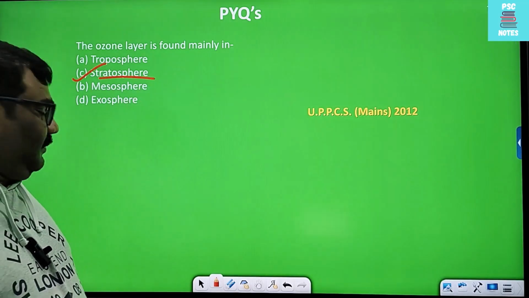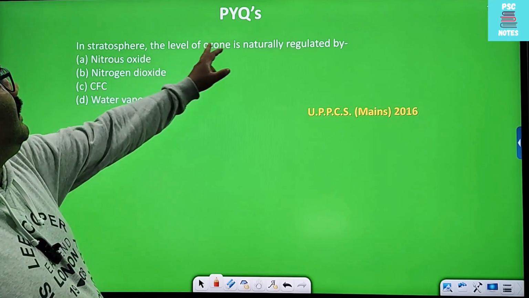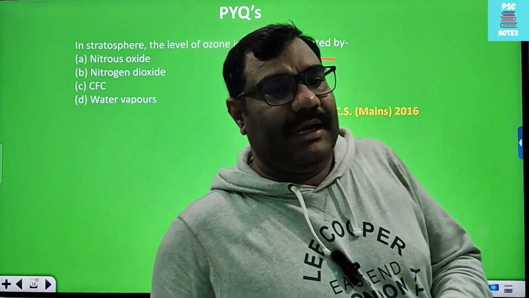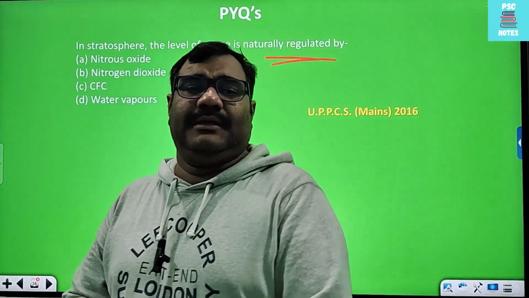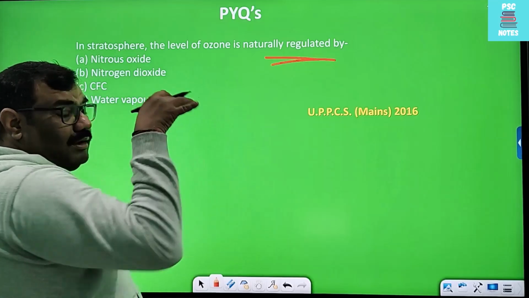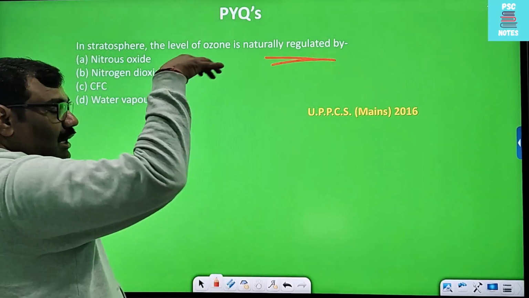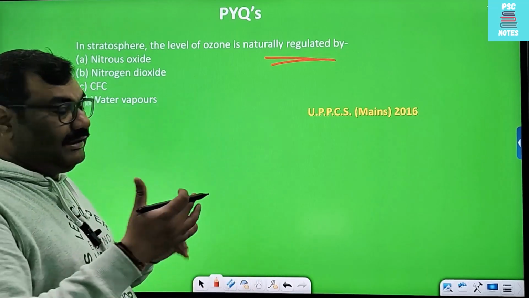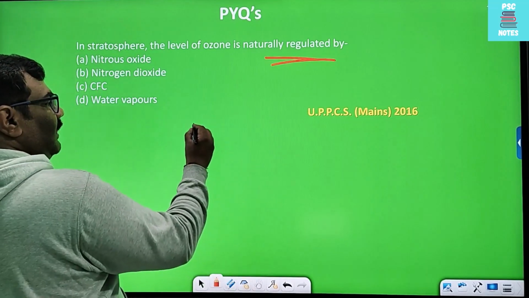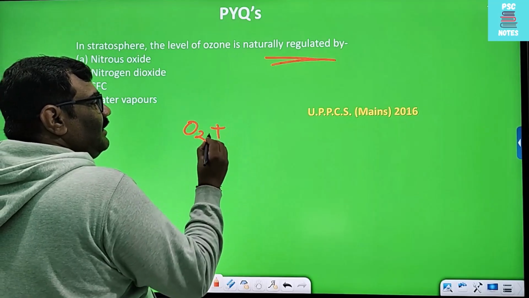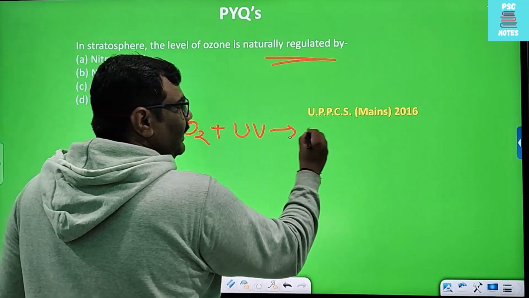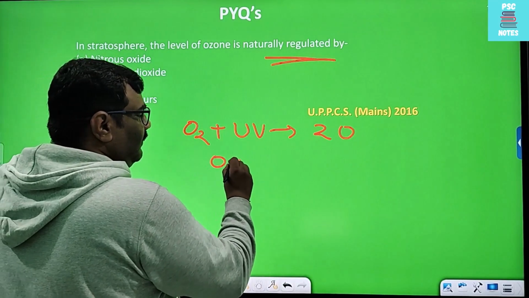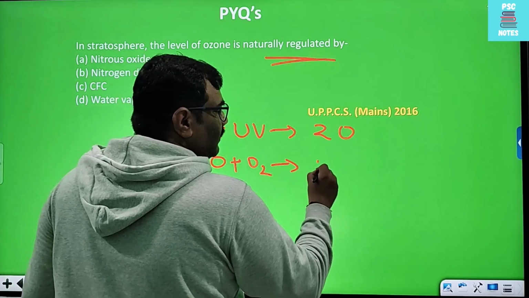Now in the stratosphere, the level of ozone is naturally regulated by, as we already saw regarding the reaction, there was a question: in the presence of sunlight, which of them is formed, and we saw that ozone was forming. So what was the reaction? O2 in the presence of ultraviolet radiation creates free oxygen, and free oxygen reacts with oxygen to create O3.